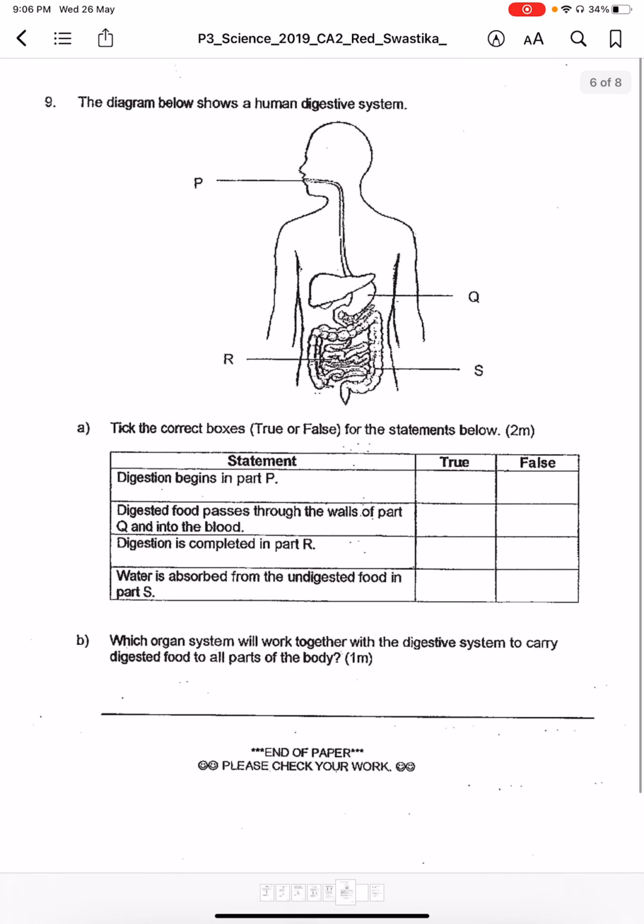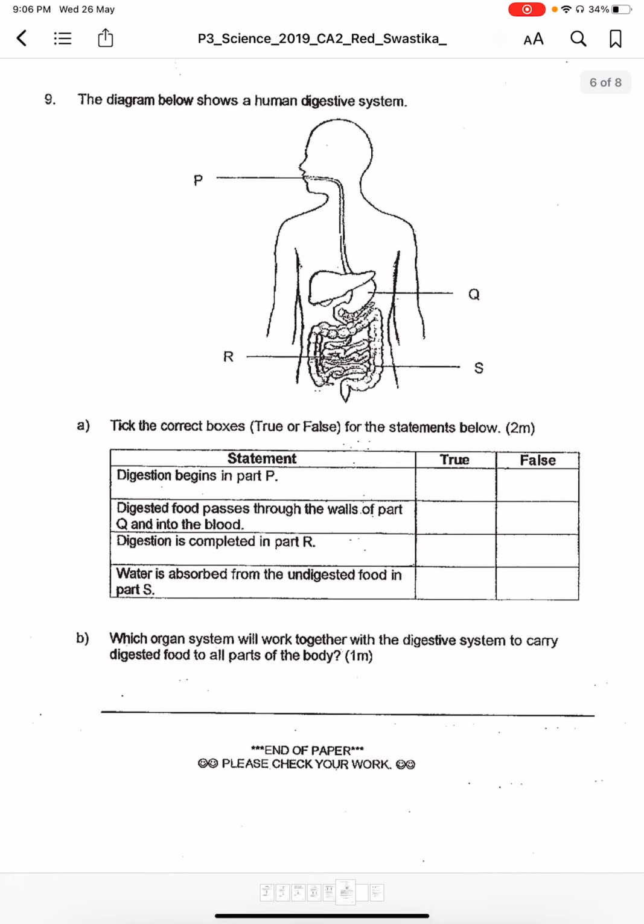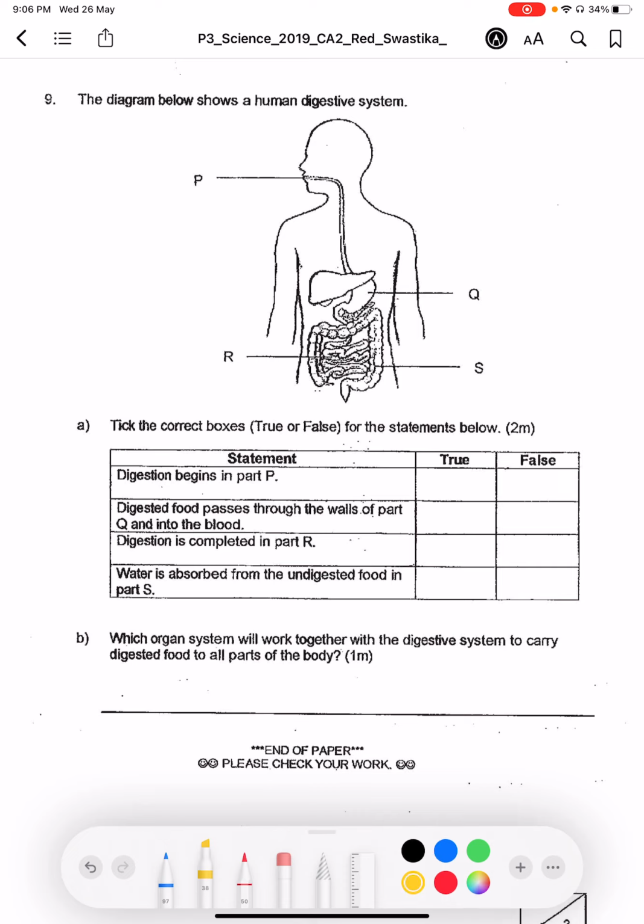The diagram below shows a human digestive system. We are back at the human digestive system again. So let's highlight this. Firstly, let's once again annotate what all the different PQRS refers to so that it will be easier for us to derive the answer in the question later on.